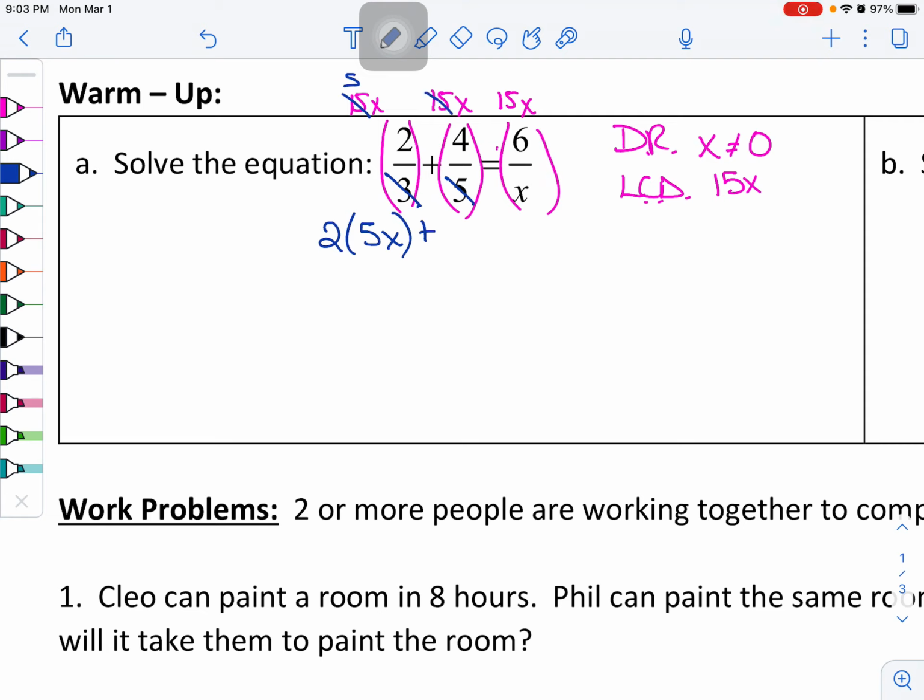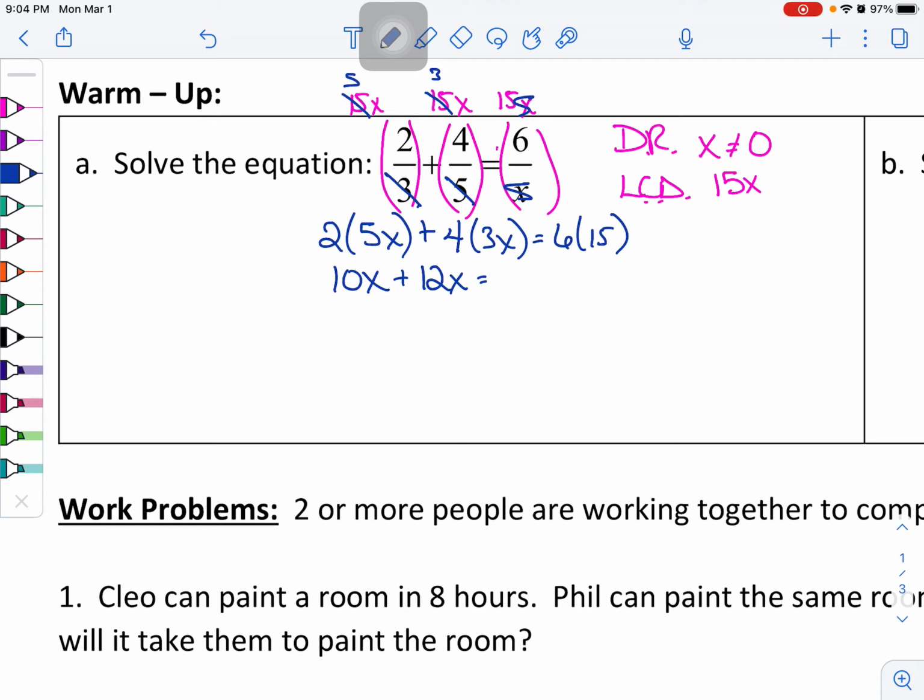So I would have 2 times 5x. Plus, in my second fraction, I could take 5, divide it into 15 3 times. So I would have 4 times 3x equals, in the third fraction, the x's will cancel out. So I would have 6 times 15. All right, let's see. 2 times 5x is going to be 10x. 4 times 3 is 12x there.